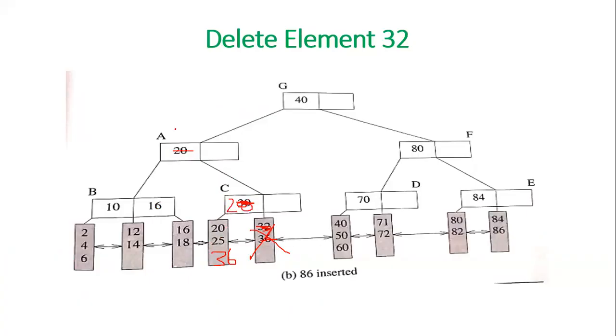And this 20 is replaced by 16. Now 16 is an index and also data, but an index can be at only one place, and it should be at the higher level. So we will leave this 16 and delete the other 16. Now the right child of 16 will become the left child of 20, and this part will become the right child of 20. So that is the resultant one.